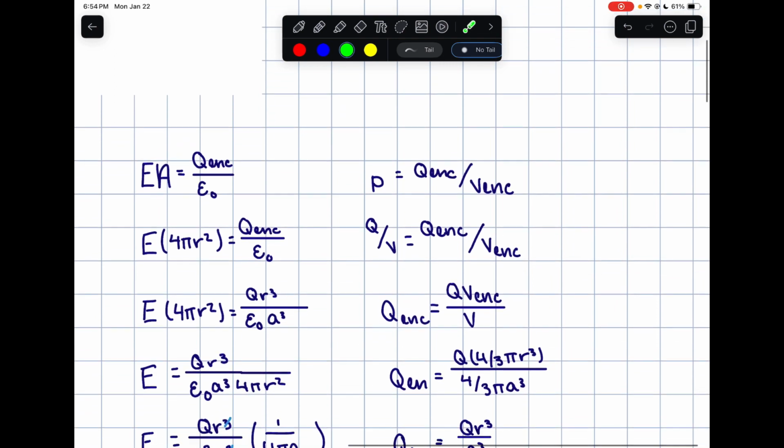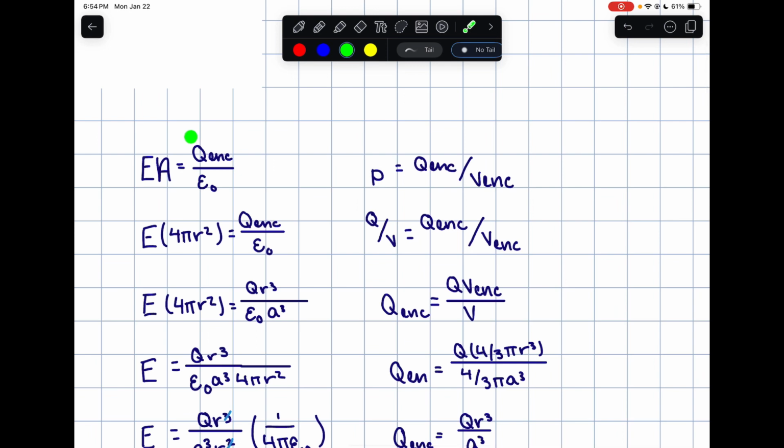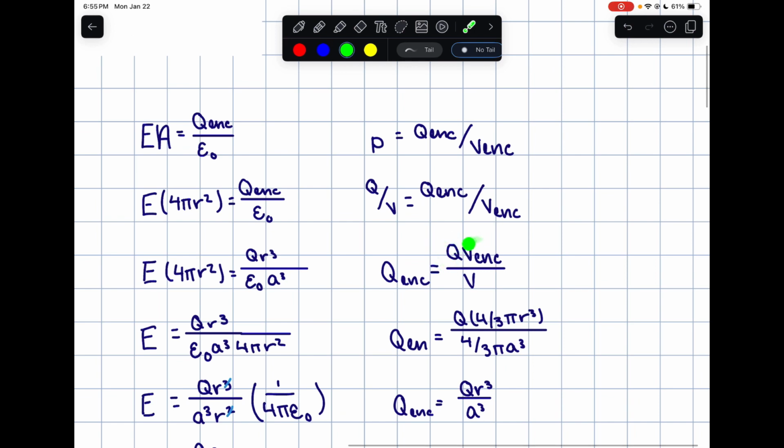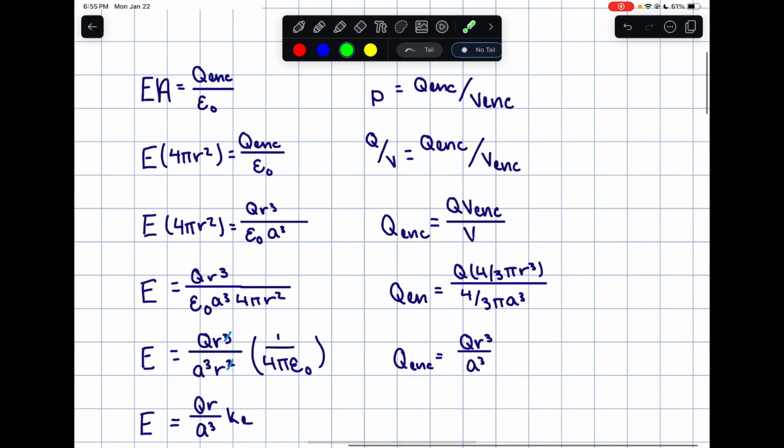also known as the charge over the volume equals the enclosed charge over the enclosed volume. From there, since we're looking for Q enclosed, we're going to rewrite the equation and isolate the charge enclosed to get the charge times the volume enclosed over V. Now in this case, our volume enclosed is 4/3 pi r cubed.